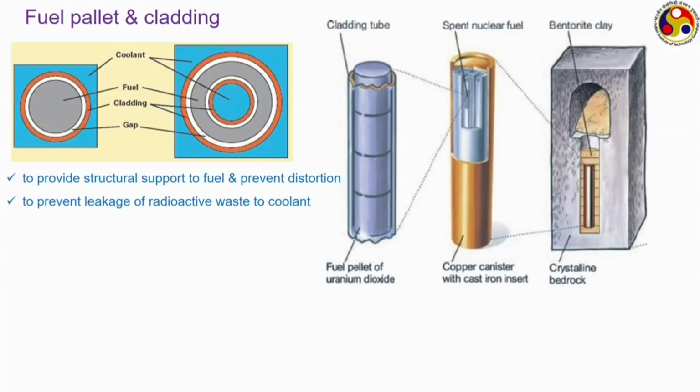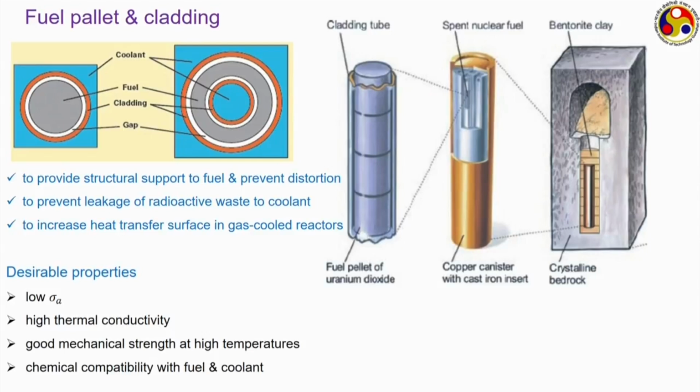The radioactive waste that is being produced generally remains inside the reactor itself. Later on, once their lifetime finishes, they can be used as spent fuel. And finally, radioactive leakage of this waste to the coolant can be avoided. And in the case of gas cooled reactors, you know that compared to liquid, gas generally is associated with a much lower heat transfer coefficient, and hence they need some kind of extended surfaces or fins for heat transfer. By properly designing the cladding tube, we can also enhance the heat transfer in a gas cooled reactor.